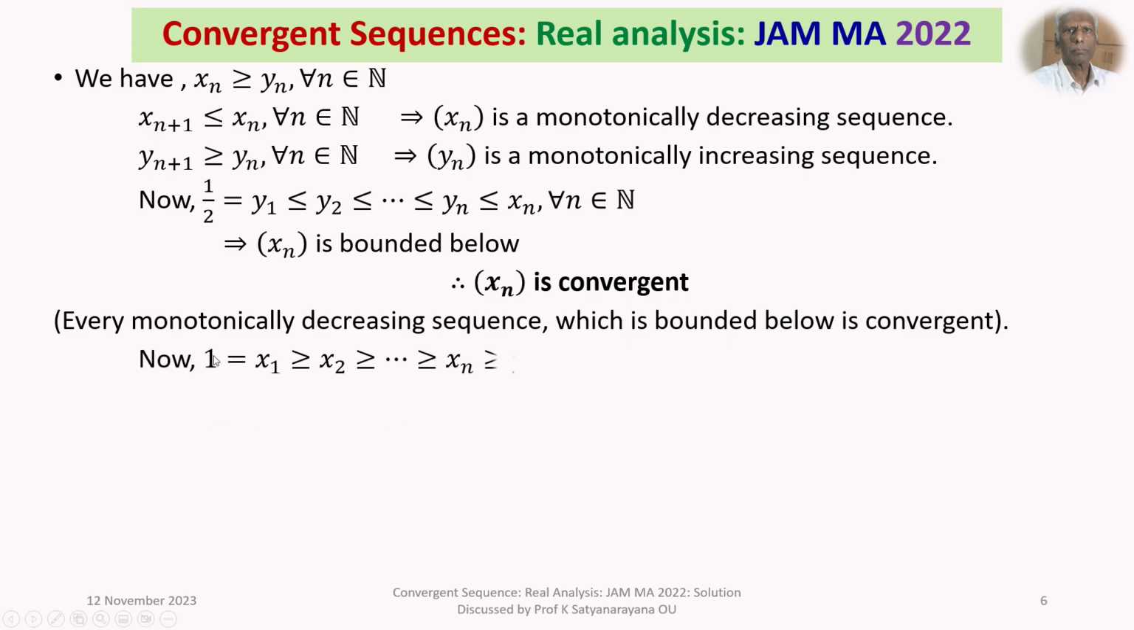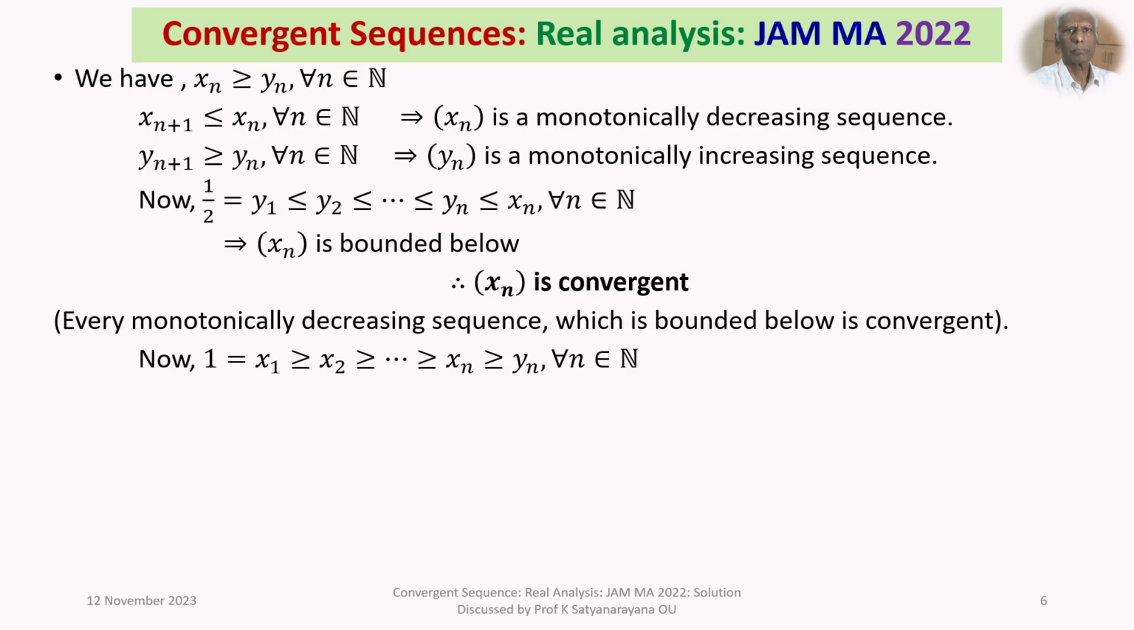Now 1 is equal to x1, yes. The first term of the sequence xn is 1. So 1 = x1 ≥ x2 ≥ ... ≥ xn. Why? Because xn is a monotonically decreasing sequence. But xn is greater than or equal to yn for all n belongs to N. So that means yn is less than or equal to 1 for all n belongs to N. That means the sequence yn is bounded above by 1.